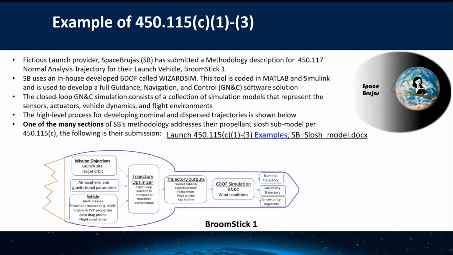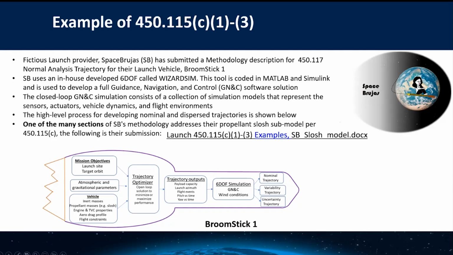This is a closed-loop GNC simulation coded in MATLAB and Simulink, consisting of a collection of simulation models that represent sensors, actuators, vehicle dynamics, and flight environments. The high-level process of developing normal and dispersed trajectories is shown in the figure on the slide. Trajectory outputs from the trajectory optimizers, which incorporate mission objectives, the environment and vehicle parameters, are used in the 6DoF simulation, accounting for wind conditions to construct the nominal trajectories.